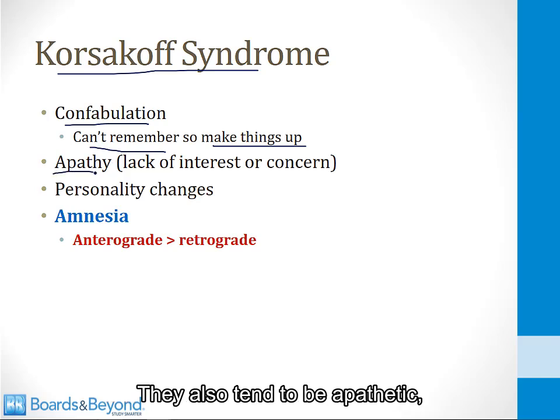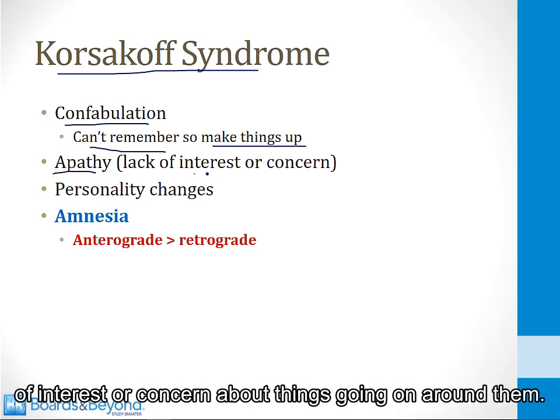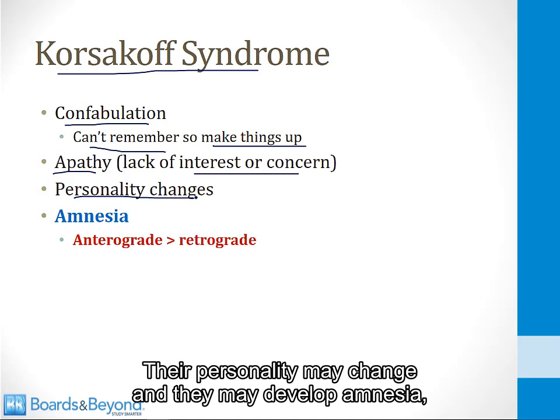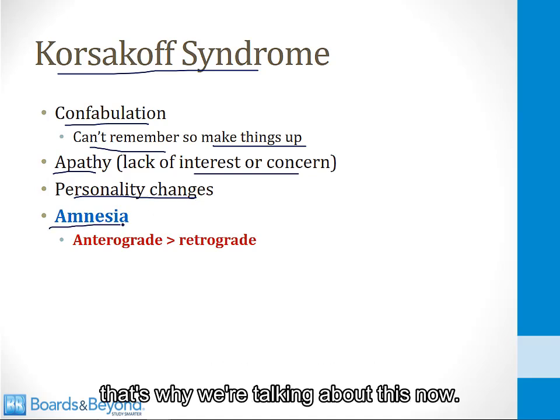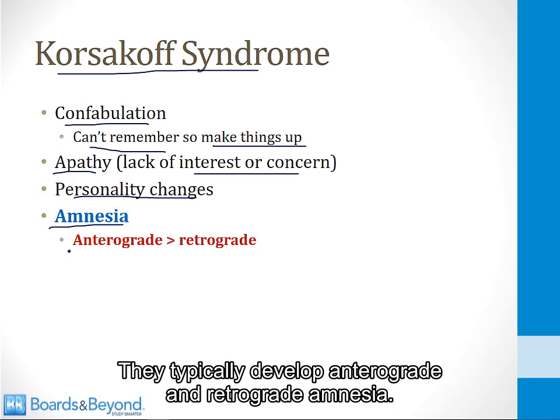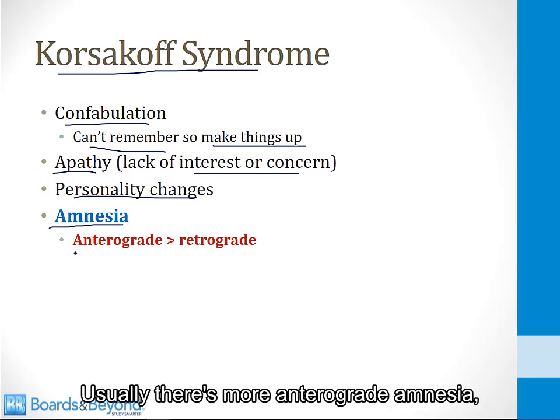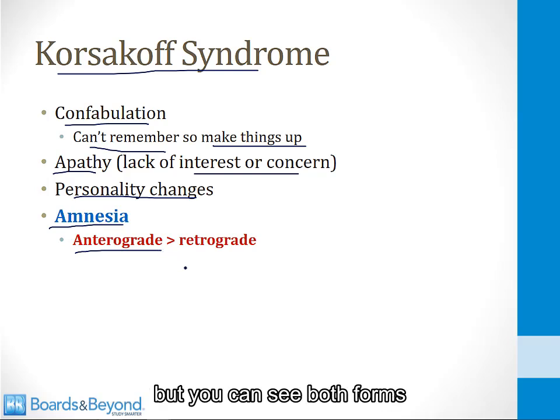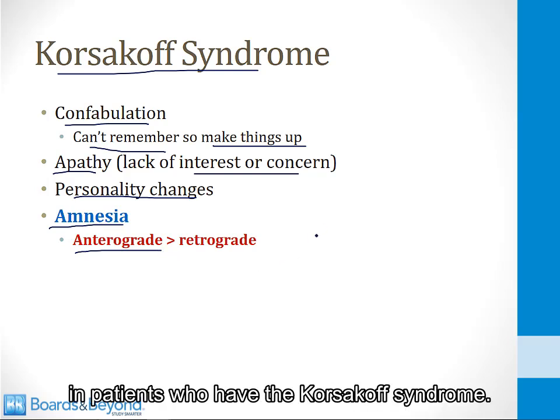They also tend to be apathetic. This means they show a general lack of interest or concern about the things going on around them. Their personality may change and they may develop amnesia. That's why we're talking about this now. They typically develop antegrade and retrograde amnesia. Usually there's more antegrade amnesia, but you can see both forms in patients who have the Korsakoff syndrome.